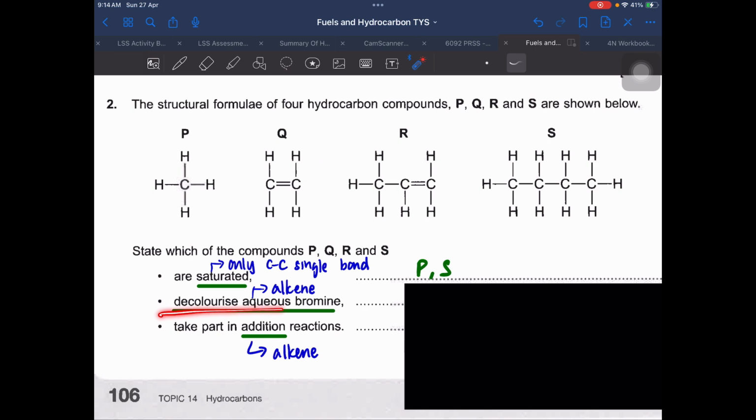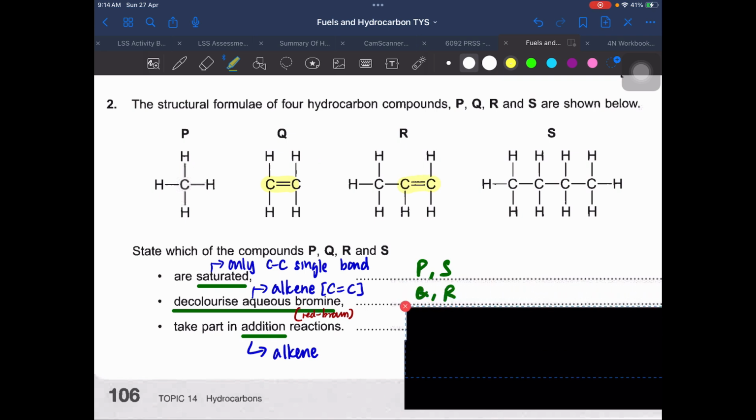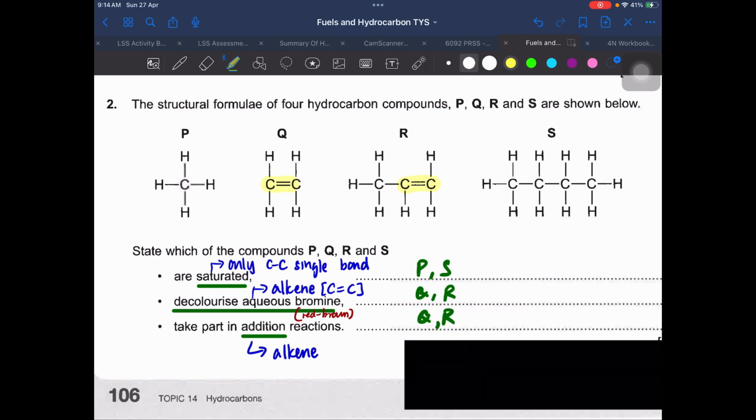Now, what about reaction with aqueous bromine? If you recall, aqueous bromine is a chemical that is reddish brown in color. You can take this down as we go along. When there's a reaction with the chemical, the reddish brown disappears and becomes colorless. That's what I call decolorize. And this happens for alkene. So what is special about alkene? We mentioned earlier, they must have a C=C double bond. So this will be my alkene, and therefore the next answer is Q and R. Last, taking part in addition reactions. Addition reactions are only for alkene. We learned this in our notes before, and therefore the answer again is Q and R.